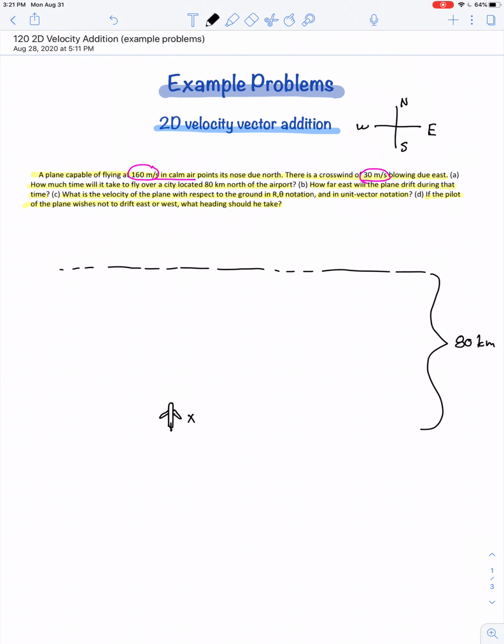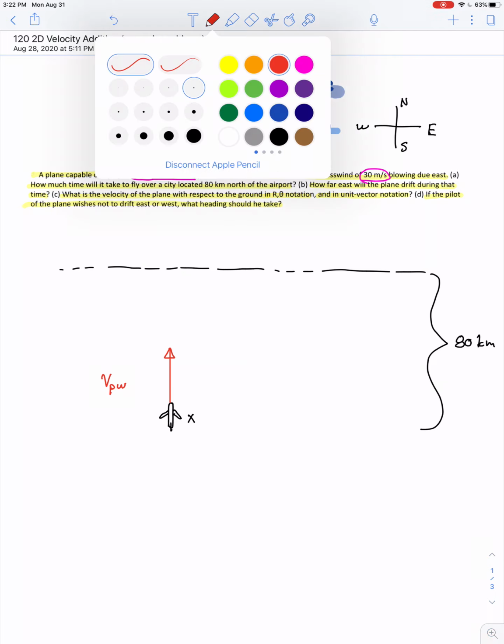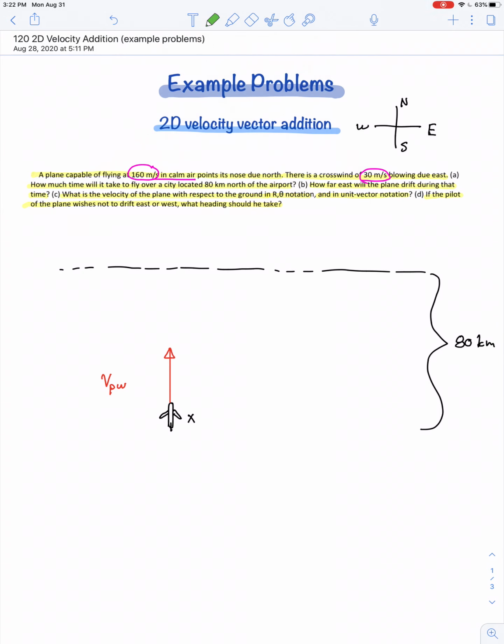Okay, let's use a red for the velocity of the plane with respect to the wind. Okay, so we'll label that VPW. And then we'll use green. How's that?